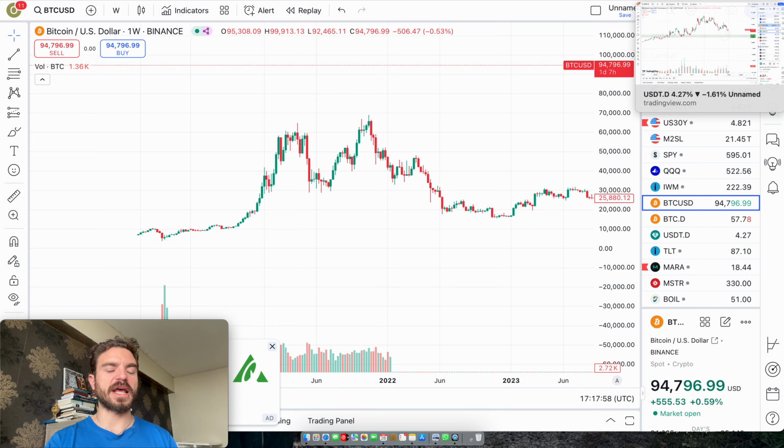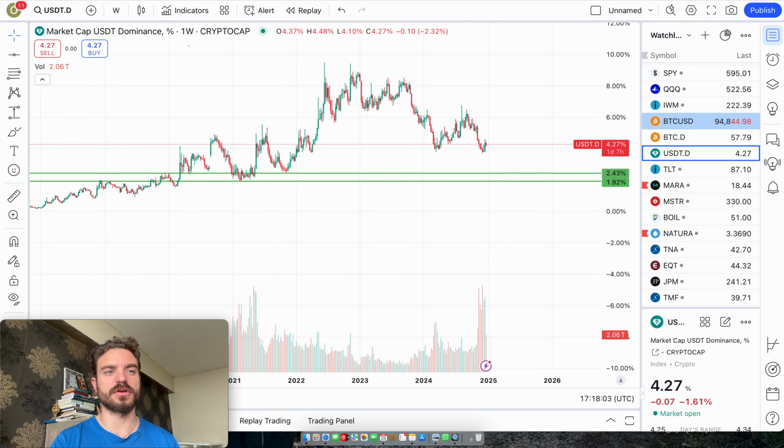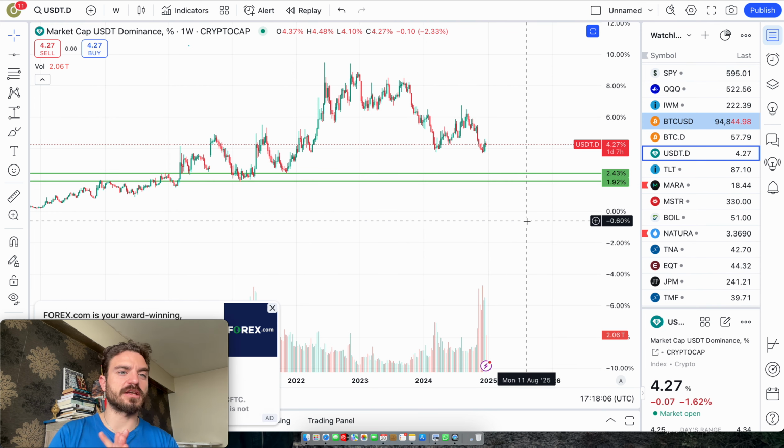So let's look at what happened with the USDT dominance chart. Okay, so this is the market cap of USDT dominance. This shows how much liquidity is in stable coins, and this of course has an inverse relationship, meaning that when Bitcoin is at the all-time high, USDT is at the all-time low, right? Because there's less stable coins, less money in stable coins. Everything is in Bitcoin or crypto.